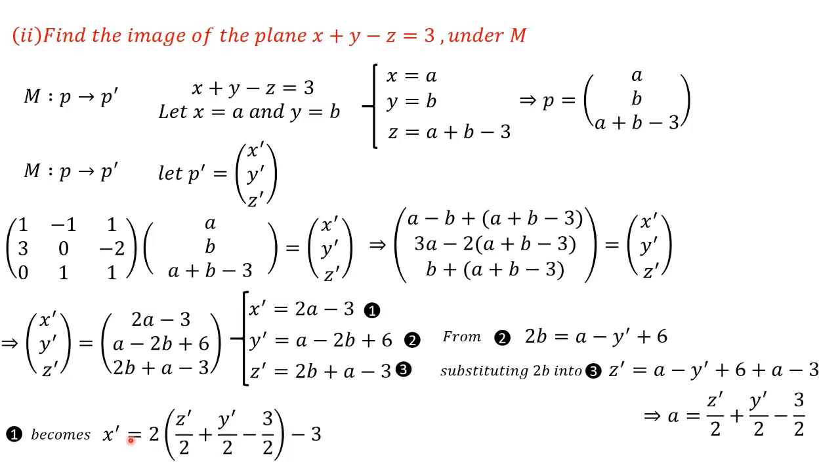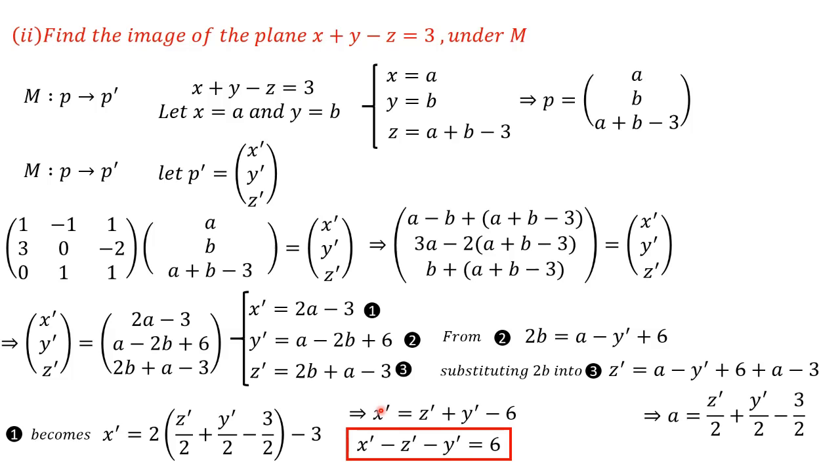So doing that, equation 1 is going to become x prime equal to 2 times z prime divided by 2 plus y prime divided by 2 minus 3 divided by 2, then minus 3. Simplifying, we get x prime equal to, this 2 and this 2 cancel, z prime plus y prime minus 6. Take note, these 2 and this 2 are going to cancel. We are left with negative 3, then minus 3. We therefore get negative 6.